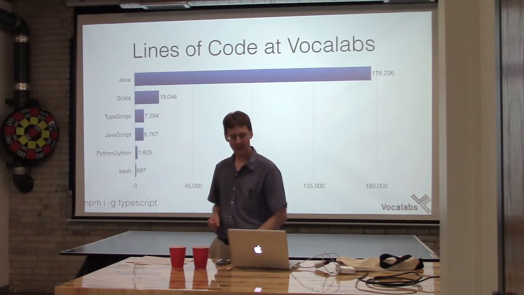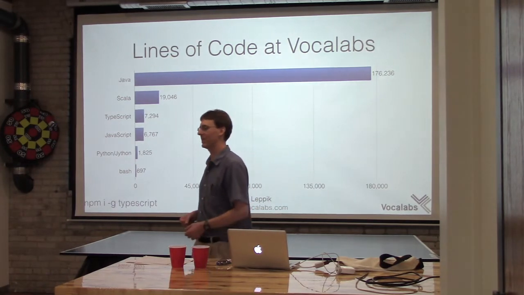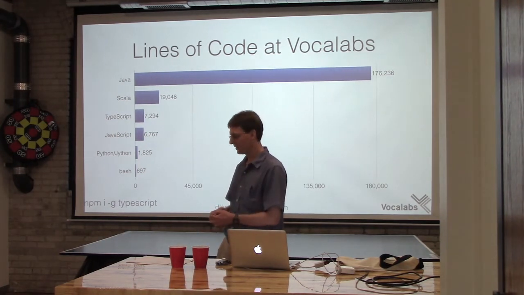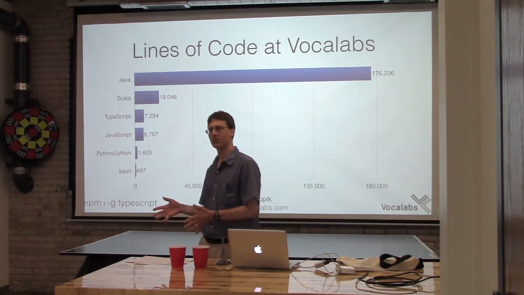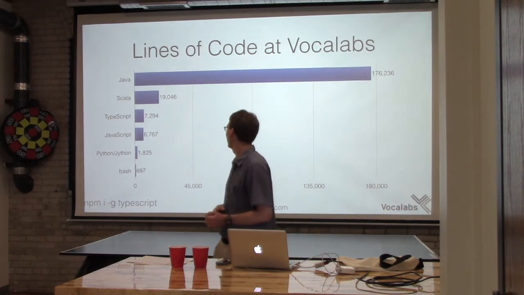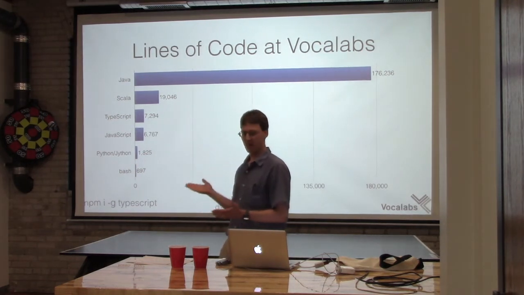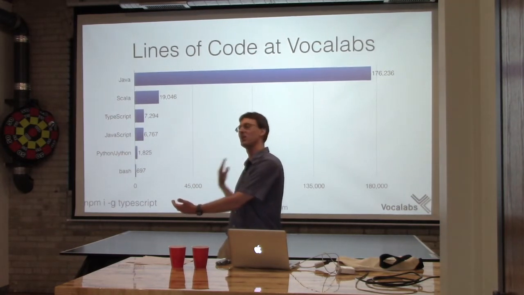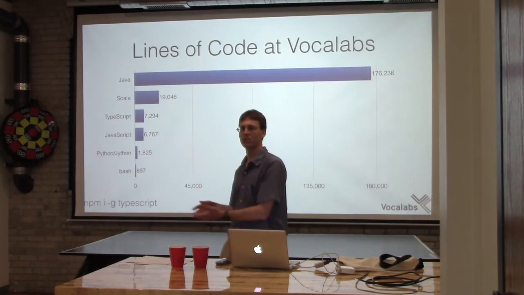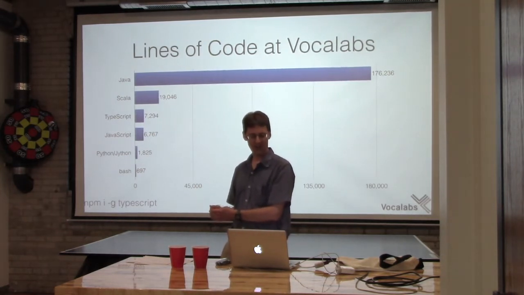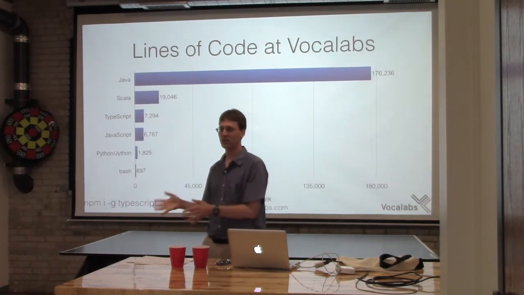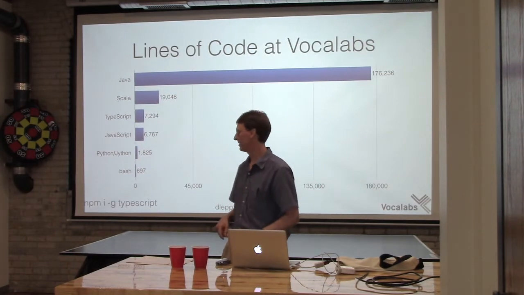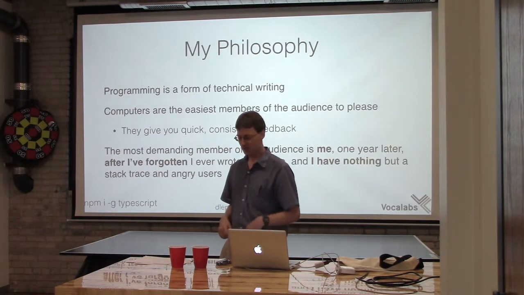So another way of looking at my background is in lines of code. At Vocalabs, we don't use a whole lot of JavaScript. We use extremely little Node. But, since 2002, I've built up a huge amount of Java, and I'm slowly replacing that with Scala, which is my current favorite language. And then we've got about equal parts TypeScript, JavaScript, and so on for literary languages.